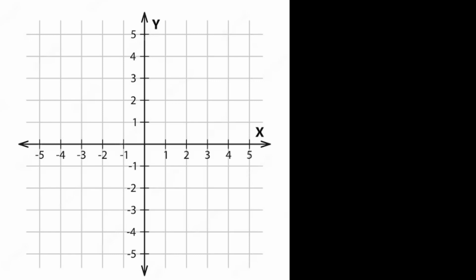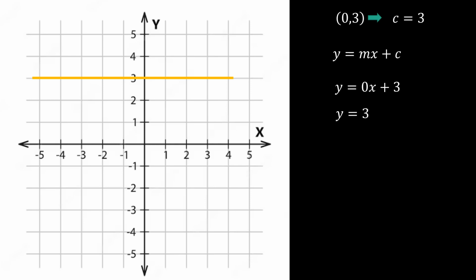Another example, here we have this line. This line is a horizontal line. All right. So the y-intercept here is at 3. That means 0 and 3, which is the y-intercept. So c equals 3. Now here the gradient is 0. Since it's a horizontal line, the gradient equals 0. So we can use the formula directly. You know the gradient here is 0, so y equals 0x plus 3, which means y equals 3. You can write it directly.